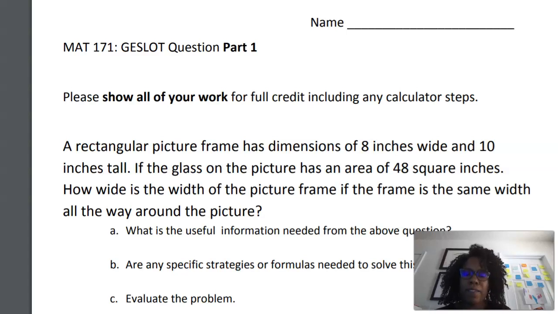Hi everyone, I wanted to make a video to talk about how we can use our concepts from chapter 3 related to quadratics to solve the G-slot. So here's the pre-G-slot question.